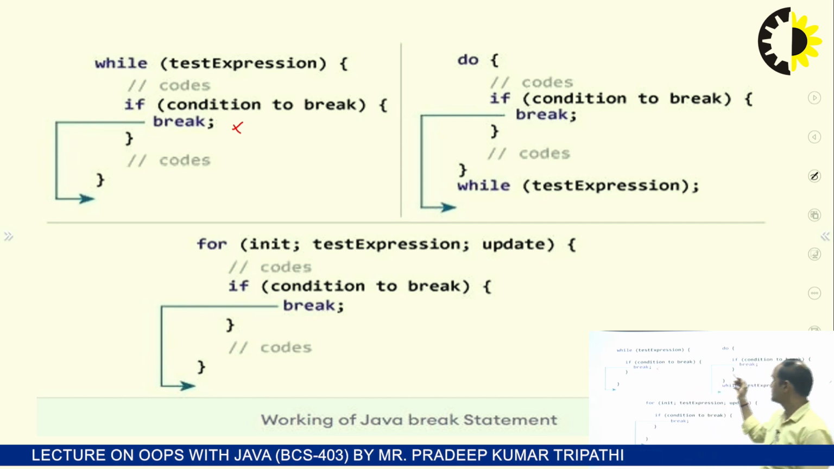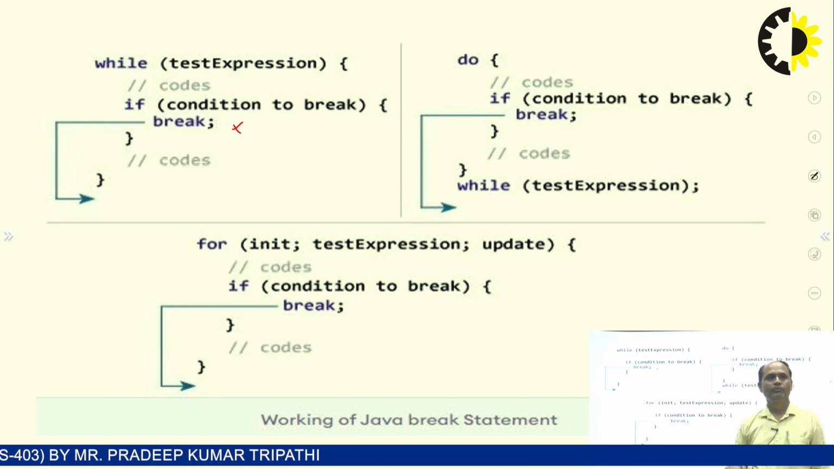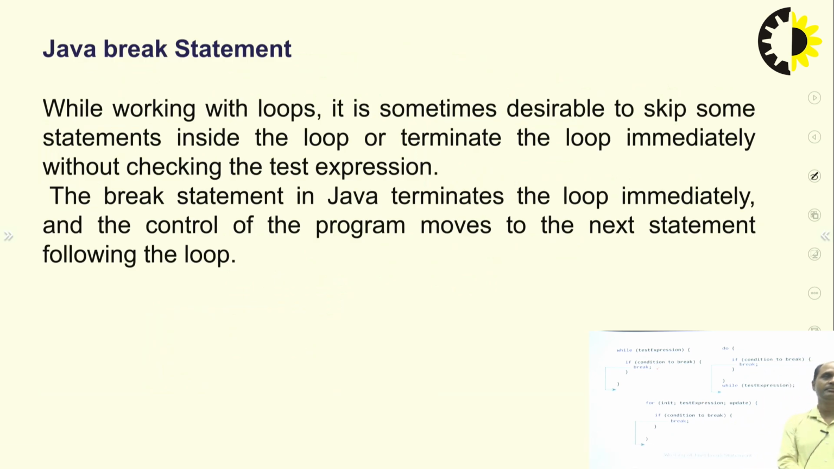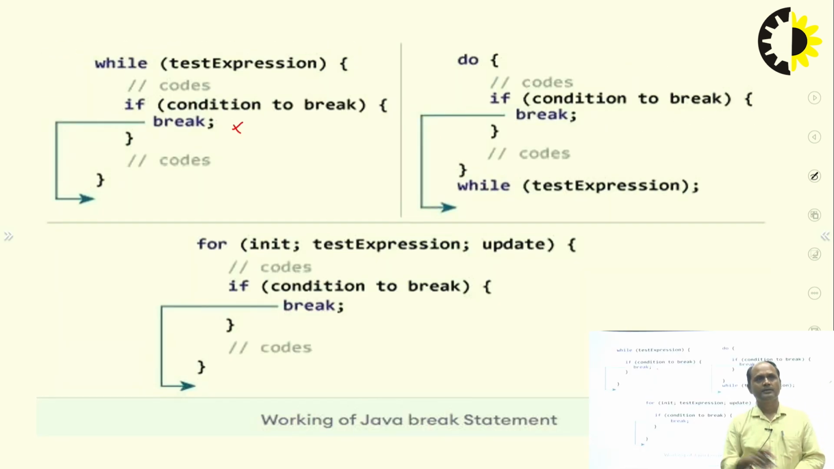In another scenario, we can use the do while loop. In this program, it also works like that. We can move out from the loop. So these are the three cases showing the working of the Java break statement. The break statement in Java terminates the loop immediately, and the control of the program moves to the next statement following the loop. So this is the scenario that we can use in this programming language.